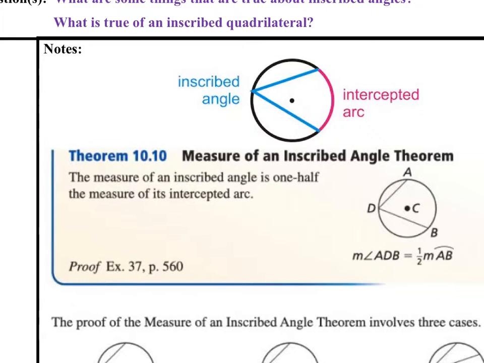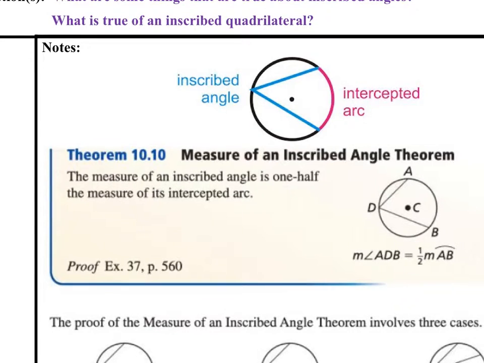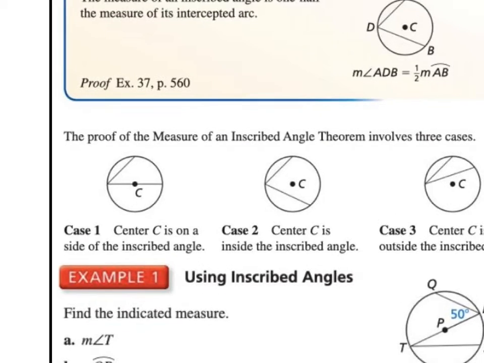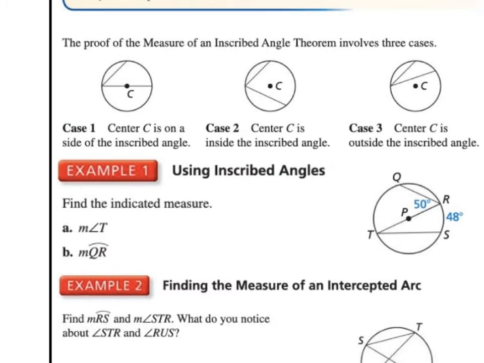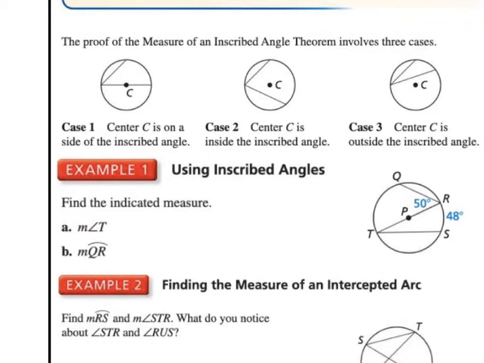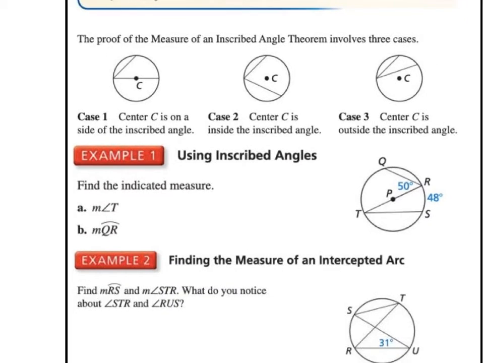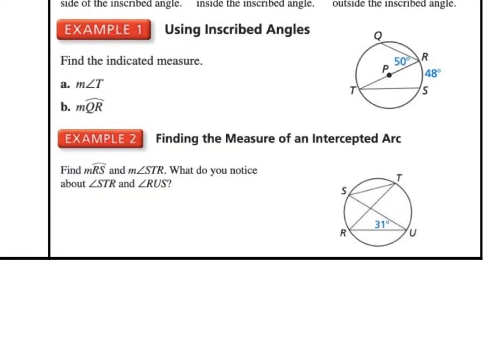Here's a couple things that we could look at. A couple ways that you're going to see it: the angle goes through the center, or it's on the outside of the center, or it's on one side. Okay, we're going to find some angle measures. Again, the inscribed angle is half of the arc that it intercepts, meaning the arc that it goes to.